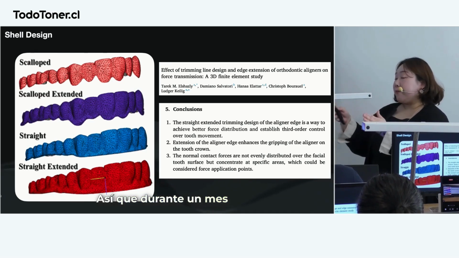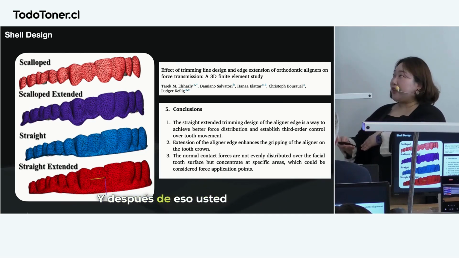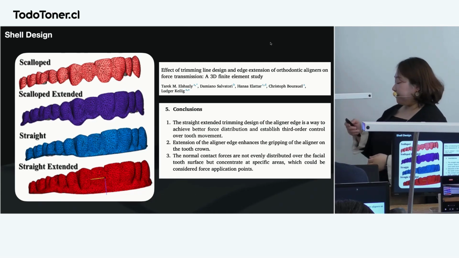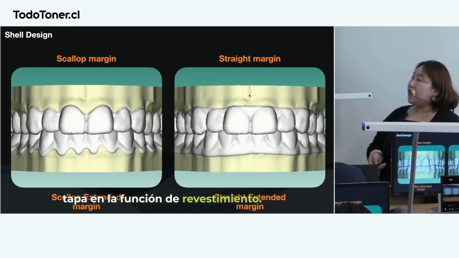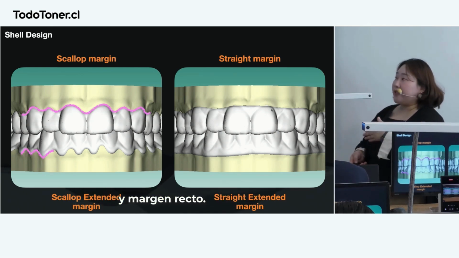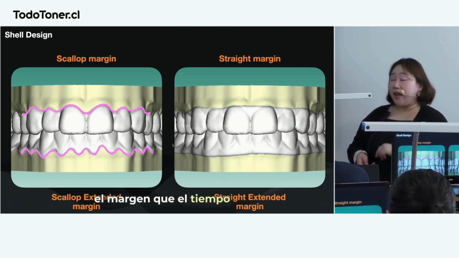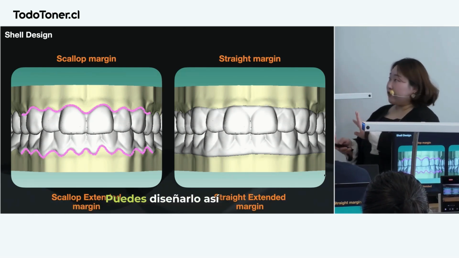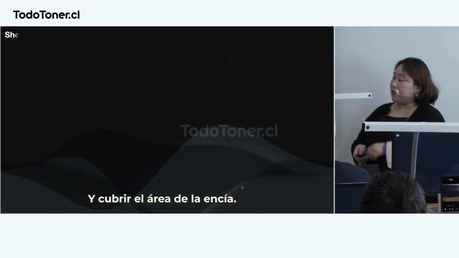So for 1 month, the patient needs adjustment time with our aligner, and after that, you can design straight margin with extended margin. Okay. So when you go to the aligner function, you can decide scallop margin and straight margin. Even with scallop margin, you can also extend the margin. At that time you just enter the step and tooth number, and then you can design it like this. And straight also, covering the gingiva area.